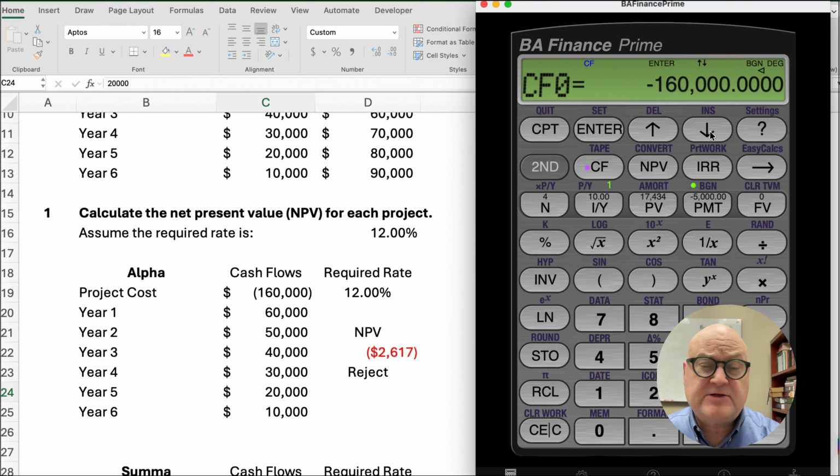Let's check to make sure we entered all the numbers correctly. 160 is negative, then I've got 60, I've got 50, I've got 40, I've got 30, I've got 20, and I've got 10,000 for period 6, year 6.